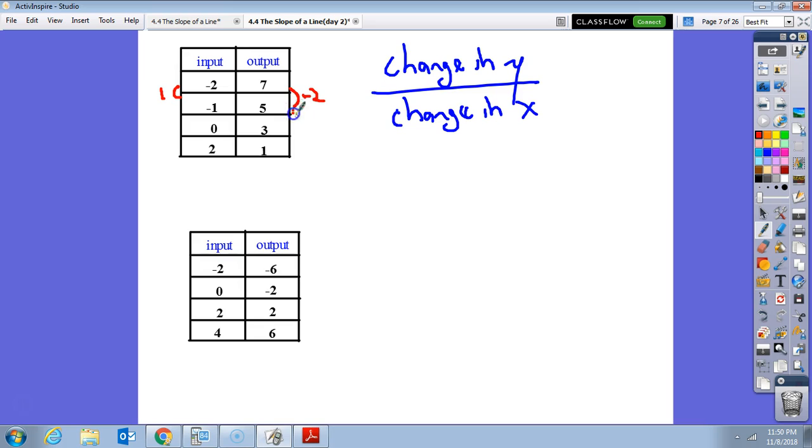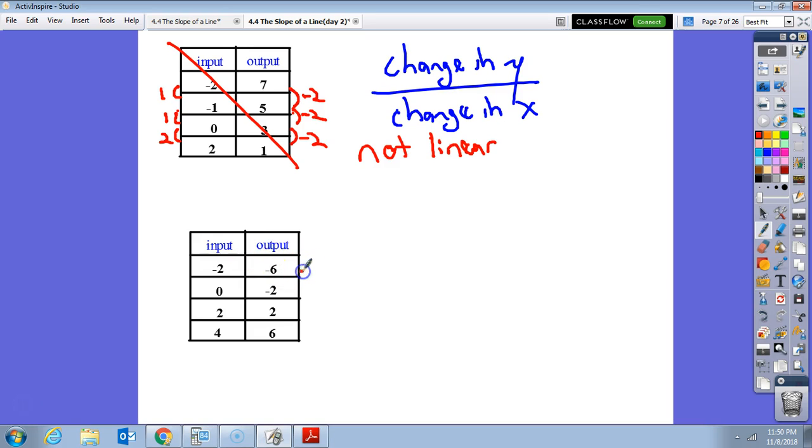So this one goes down 2 also, over 1, down 2, all over 2. That is not even linear, because it doesn't have the same pattern the whole time. You have to have the exact same change in y over change in x the whole time.